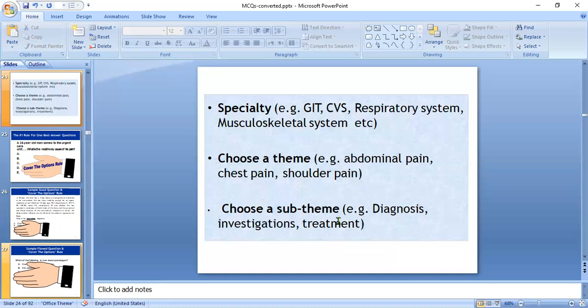Then we will have the diagnosis questions. Even if we are not going to include any question from the diagnosis sub-theme, we can write 0 under the diagnosis. And if we are going to add 2 questions from the treatment and 1 question from the investigation, that will be 1 under the investigation and 2 under the treatment. Hence, the total will be 3 questions under the theme of shoulder pain. Similarly, after choosing the specialty, the theme, and the sub-theme, it is easy to construct that MCQ.